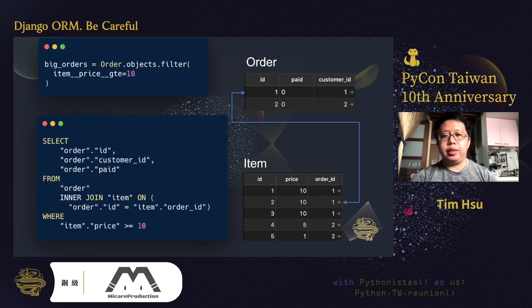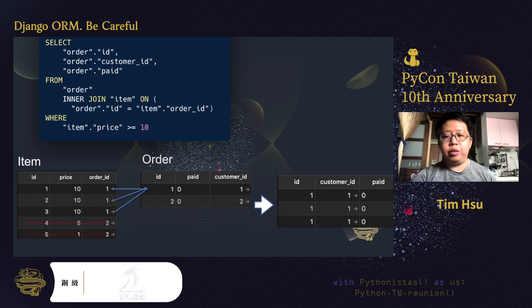Let's see what happened. To know why, here is the SQL generated by Django. We can see the filter mechanism uses SQL join. And here is how the SQL join works. We get data from items and orders. The database preserves items with prices higher than $10 and joins items and orders. Due to there being three items mapped to one order, that's why the result has three rows.